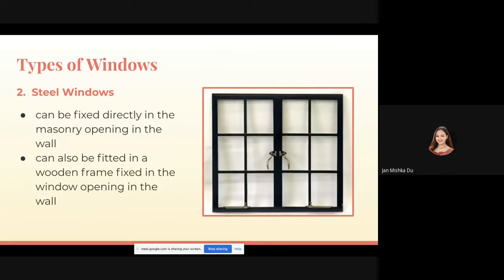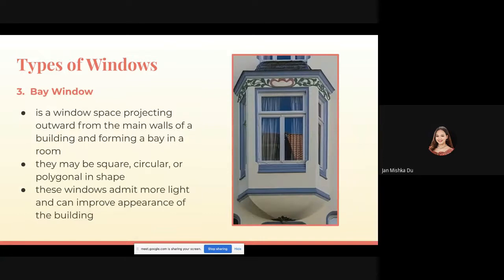For steel windows, they can be fixed directly in the masonry opening in the wall, and they can also be fitted in a wooden frame fixed in the window opening in the wall. And steel windows are called this mainly because of the material used for the window. Next, please.